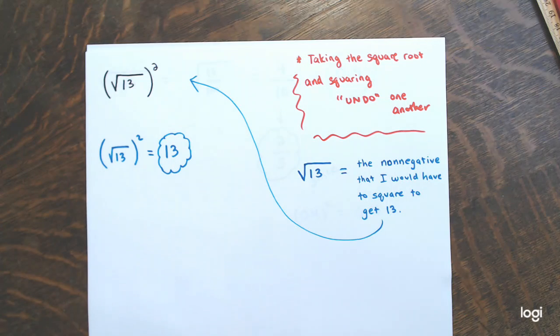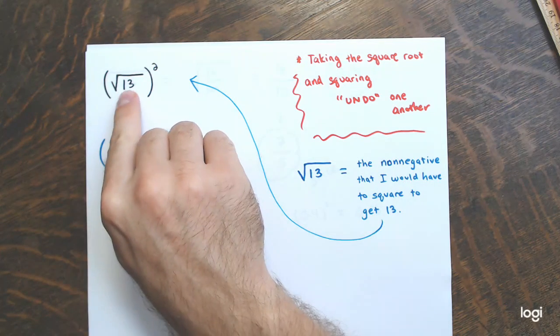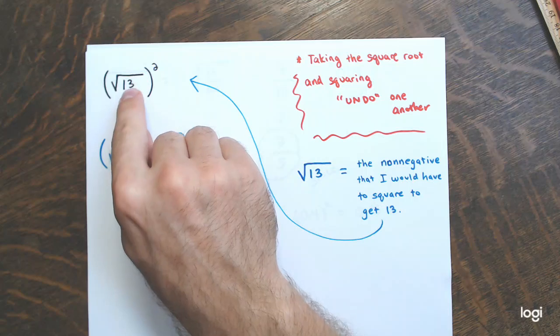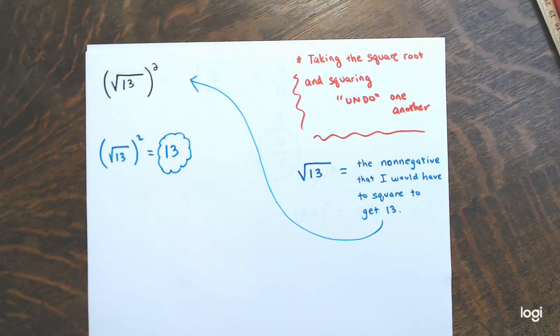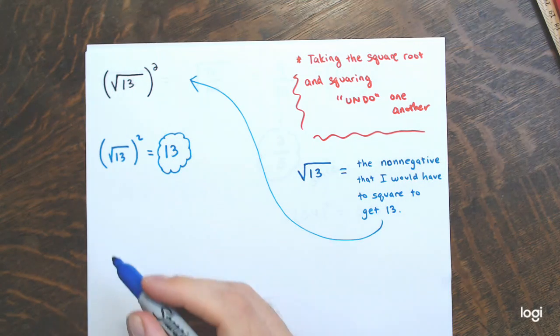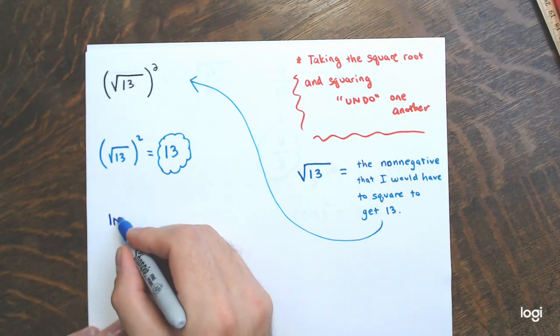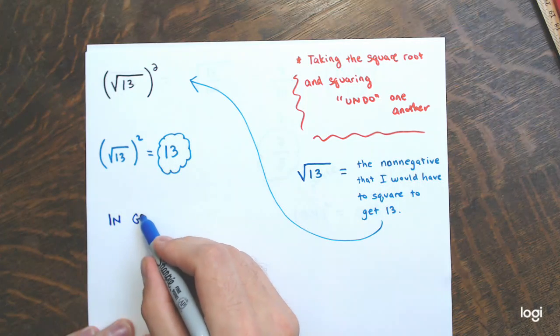And that's going to happen in general with the square root of a positive number. What do we do when we have the square root of a negative number? What if this was the square root of negative 13? What would I do? We'll talk about that in future videos. For right now, we're taking square roots of positive numbers. So yeah, that's going to happen in general.